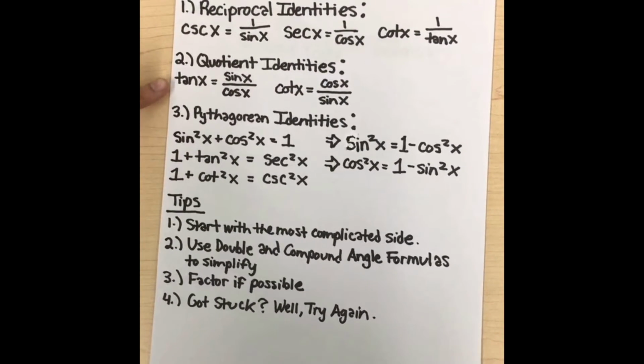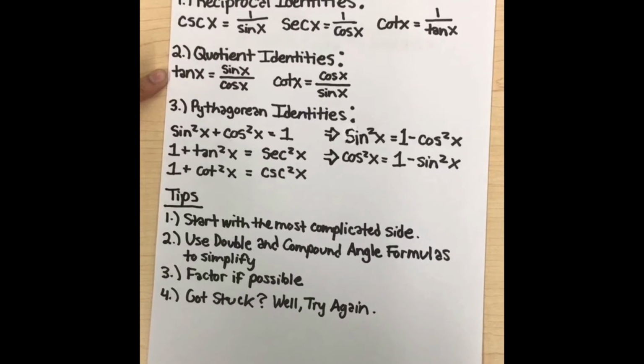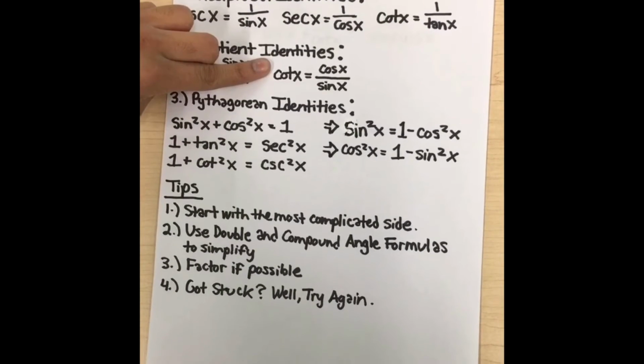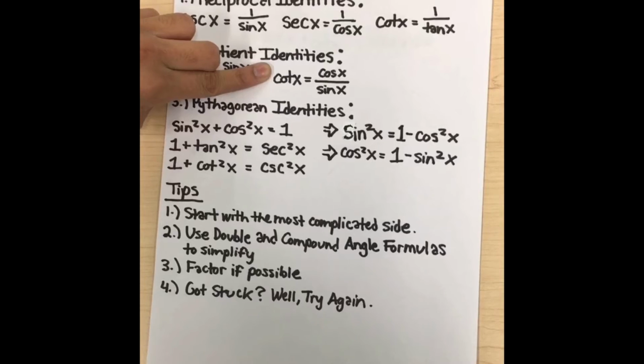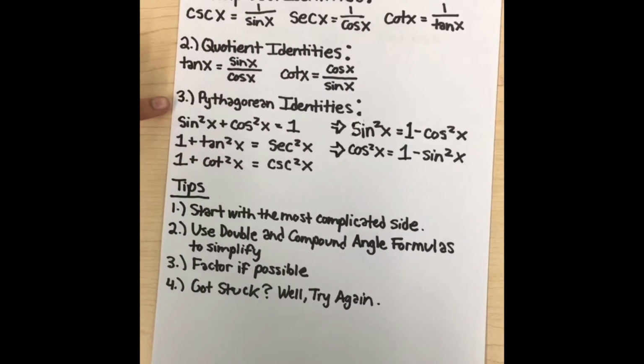Our next set of identities are quotient identities. First we have tan x is equal to sine x over cos x. Then there's cotangent x is equal to cos x over sine x.